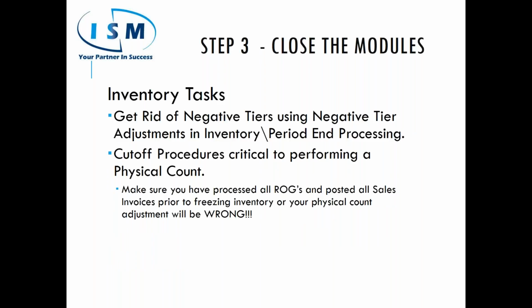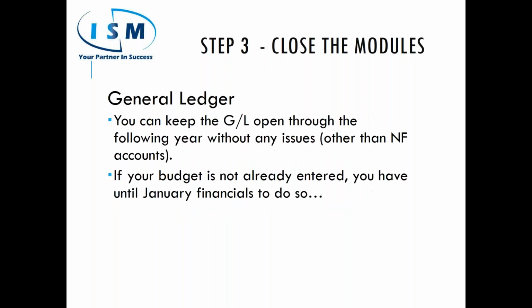And then as far as inventory tasks, this is especially important if you're on FIFO, LIFO, or any costed tiers. You might find some tiers that are negative, and running that negative tier report will help adjust. And then for physical count, which is also important, you'll want to make sure prior to that you have everything posted in all modules that could impact your account. So close out all your sales orders or anything that will be touching your inventory.